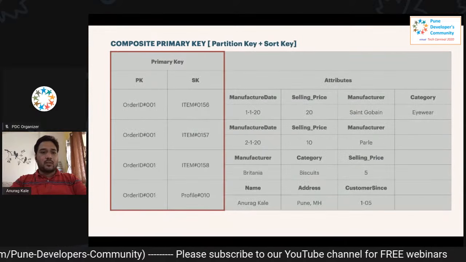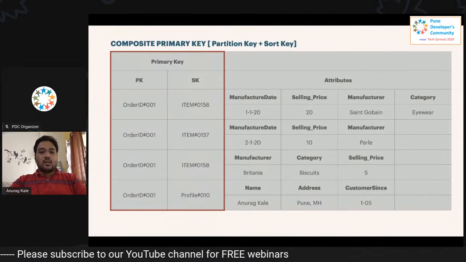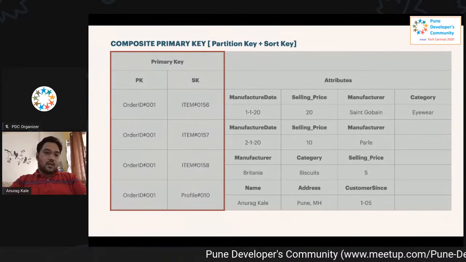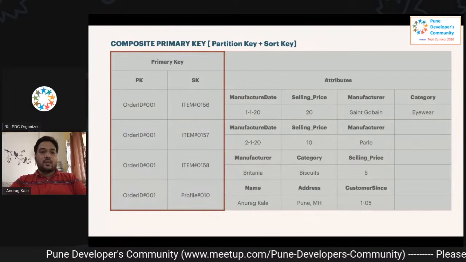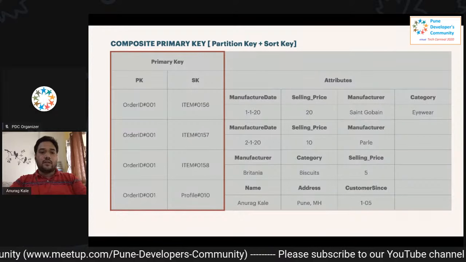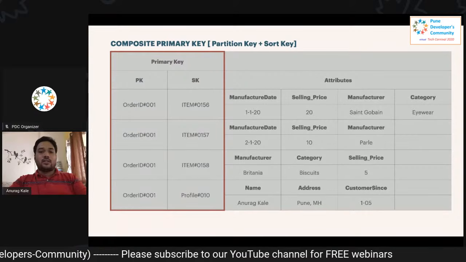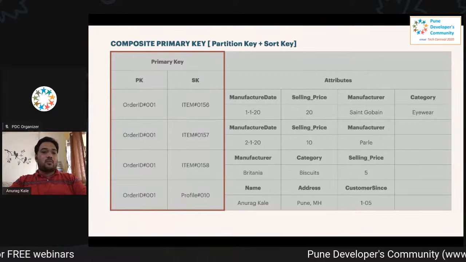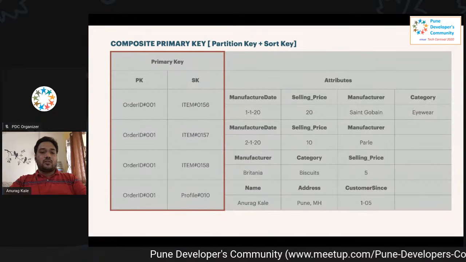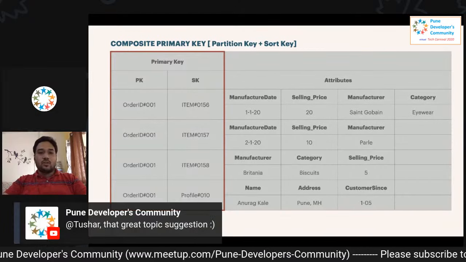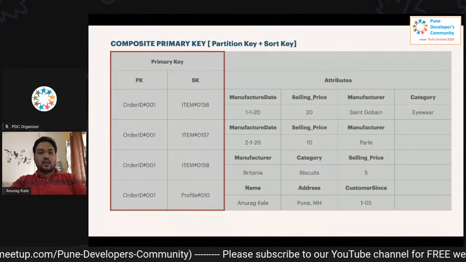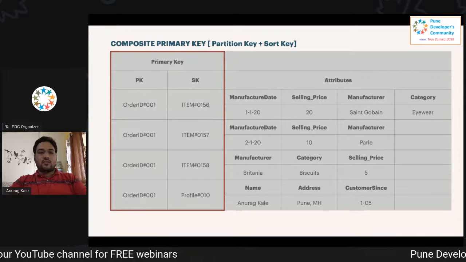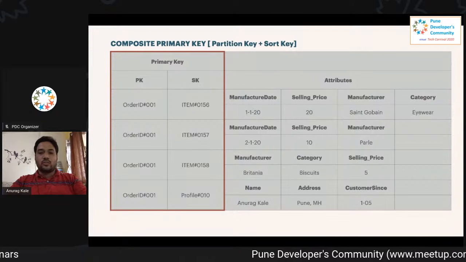So we talked about primary key and composite primary key, and the sort key is used to filter the data inside that particular partition. Again, in this case, you see that the primary key is order ID 001 everywhere on the left, and on the right there are 4 different sort keys: item 156, 157, 158, and profile. So if you wanted to fetch the details of order 001 and you want to know the profile associated with that particular order, you will say get pk, where pk is order ID 001 and sort key is profile 010.